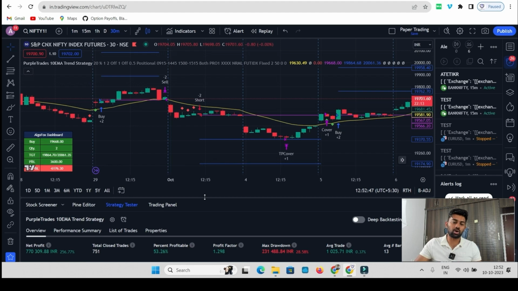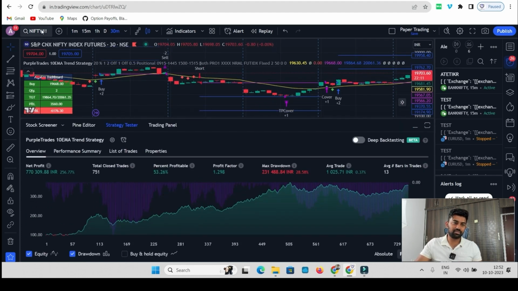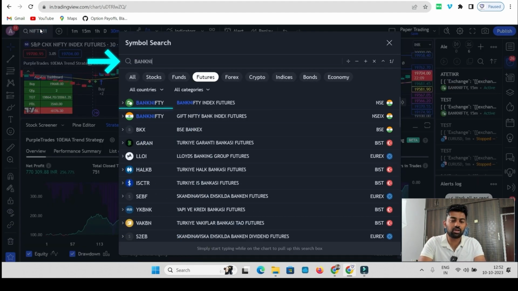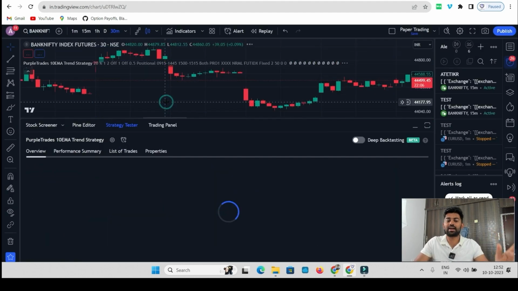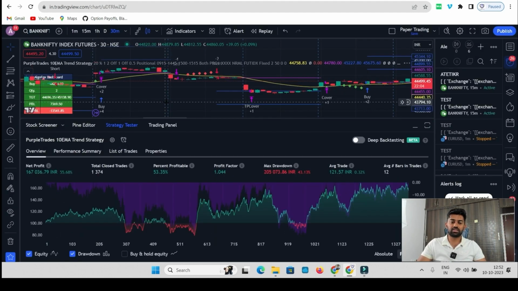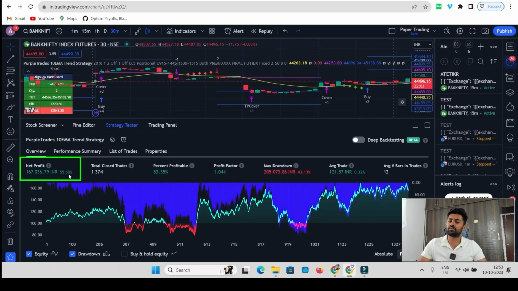It looks good on cash. It is on Nifty. Let us use the same parameters on Bank Nifty and check on Bank Nifty index futures. The same strategy gives a return of just 55% with a lot of whipsaws. We need to optimize it. We need to tweak it.